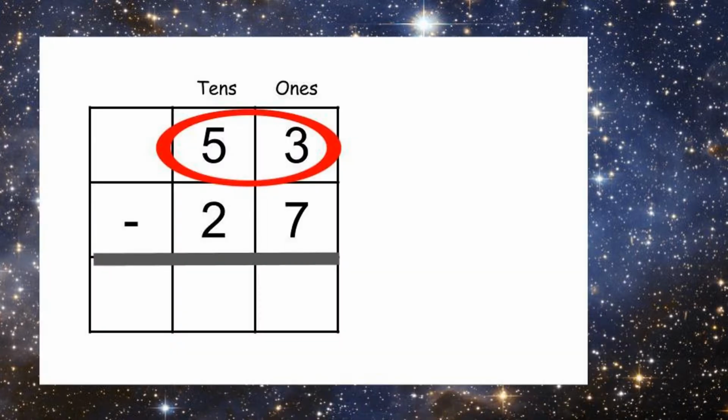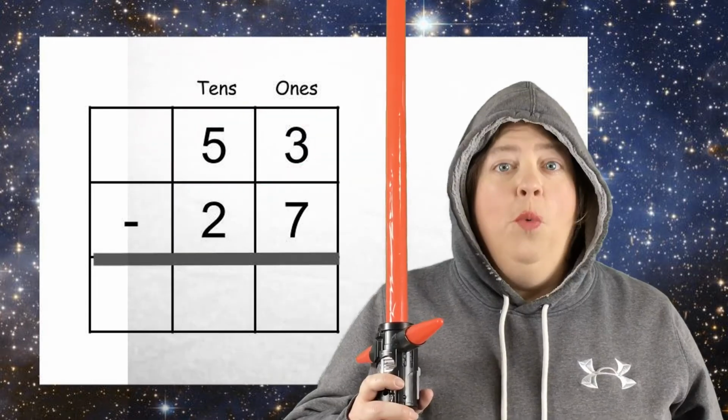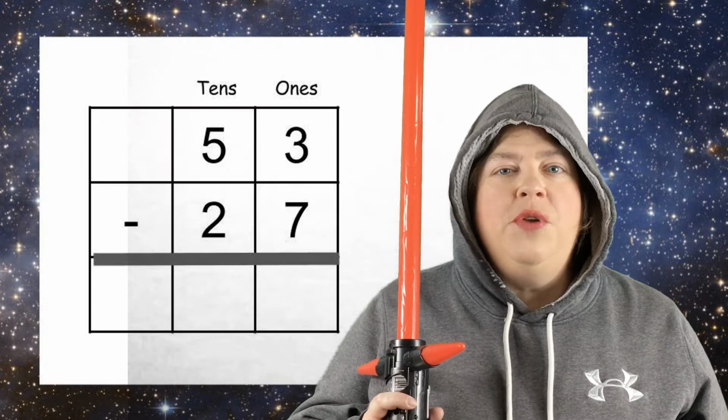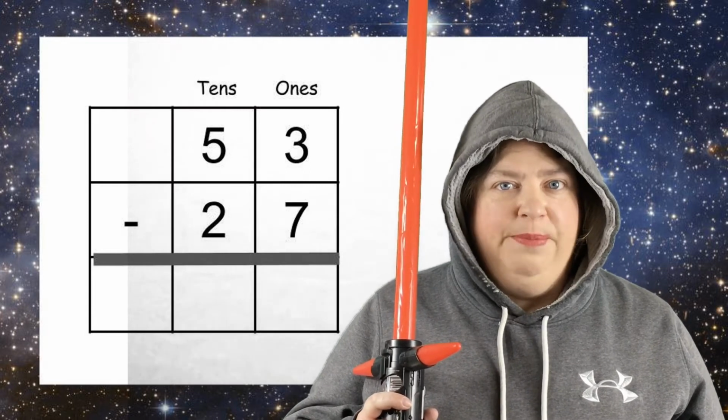When you're writing a subtraction problem on paper, make sure that the largest number is on the top. Is it 53 or 27? In this case, 53 is the largest number, so that's why it's on the top. When I'm subtracting 53 minus 27, you'll notice that you cannot subtract the ones place.